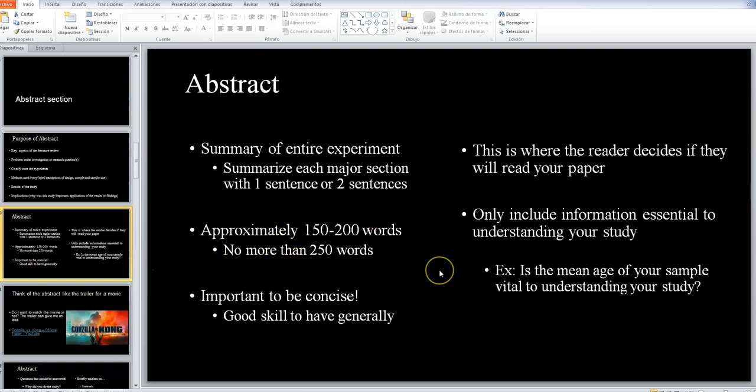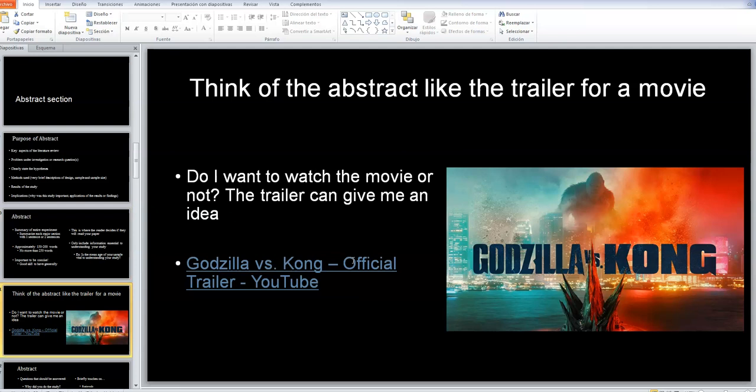And if you see that your abstract is pushing the limit of 250 words or is beyond that limit, then you want to start cutting off information to see what you think is necessary and what isn't. Remember, this is a preview. This is like the trailer. So I like to think of this abstract as a trailer of a movie.